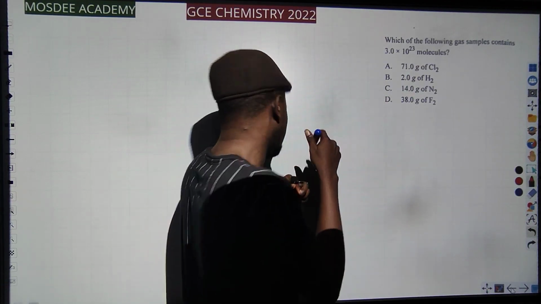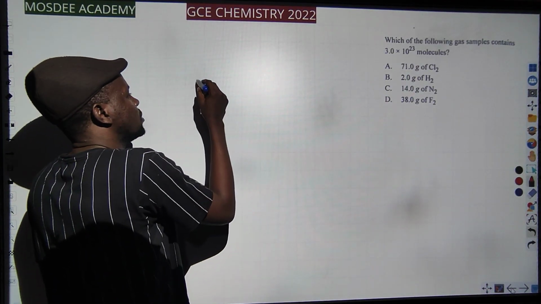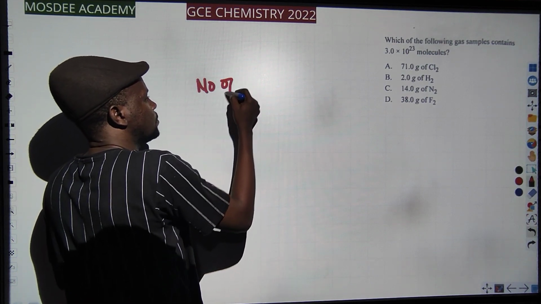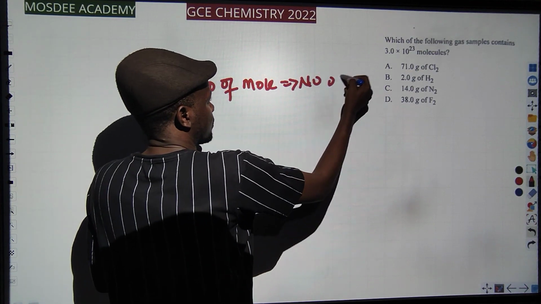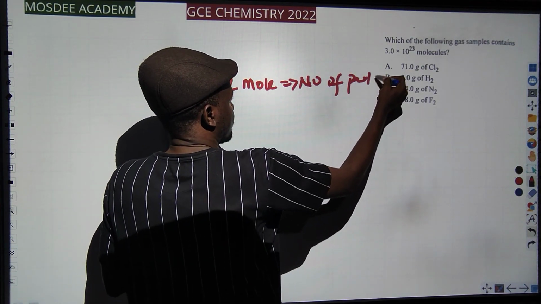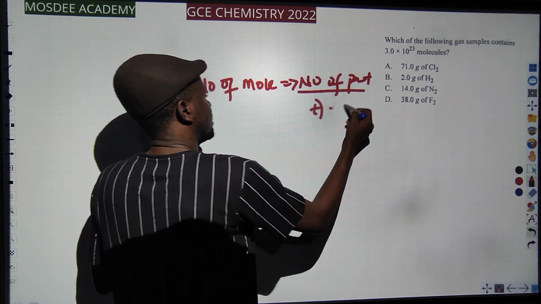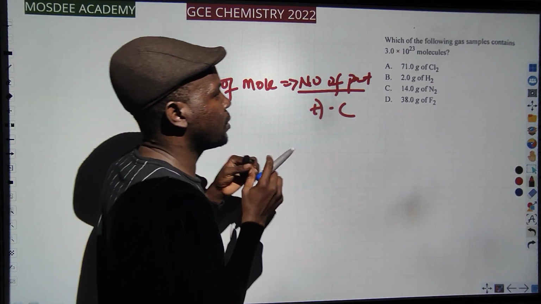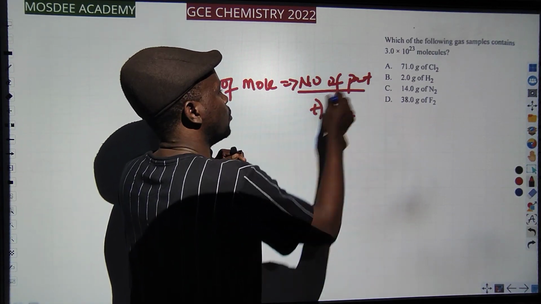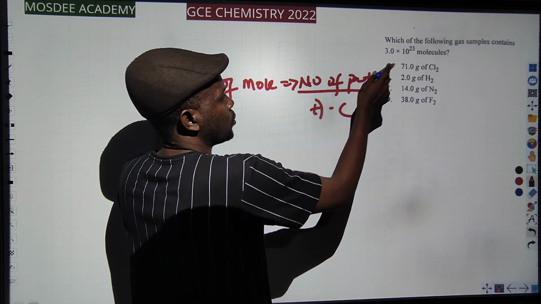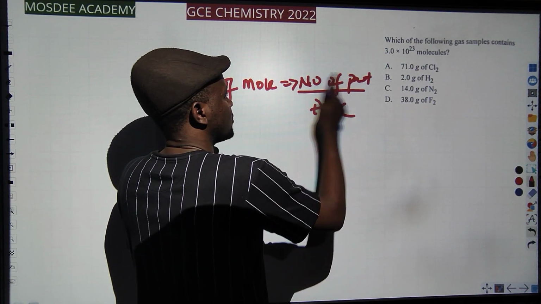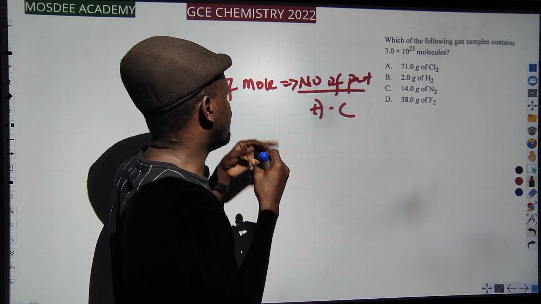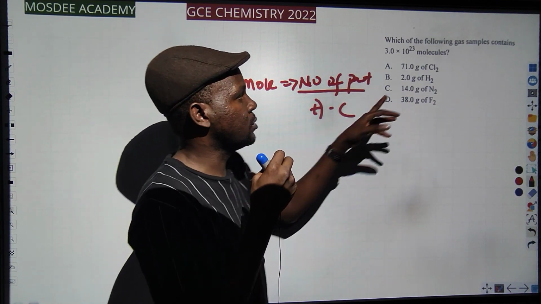Which of them? The formula is number of moles equals number of particles over Avogadro's constant. So the number of particles is this one. So which of the following gases contains this? Be using this and this. So start multiplying. If you start multiplying, which one do you think will give you this?